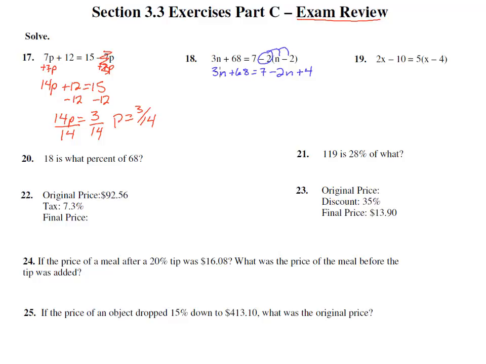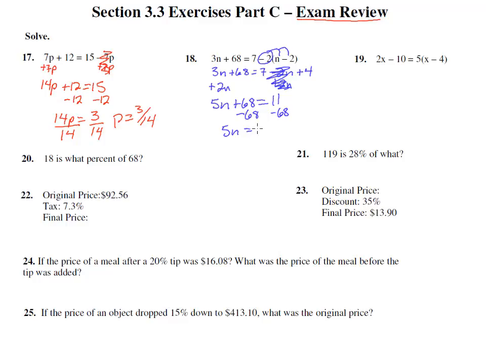Ooh, the n's are still separate from each other, so let's get rid of either the 3n or the negative 2n, and we'll do that with a plus 2n on both sides of the equation. On the right hand side, that will cancel completely and we'll be left with 5n plus 68 equals, and on this side we just have 7 plus 4 is 11. Now the n's are all together on one side and it's simplified, so now we just have to peel off the plus 68 with a minus 68, minus 68.